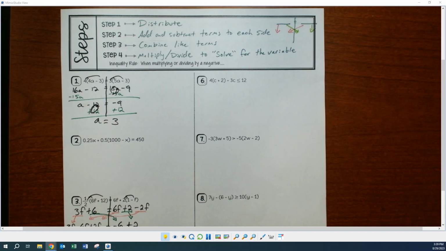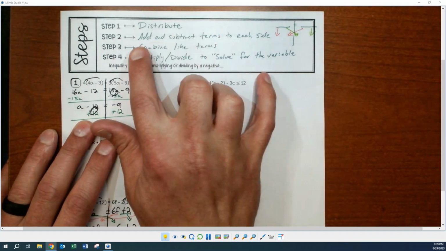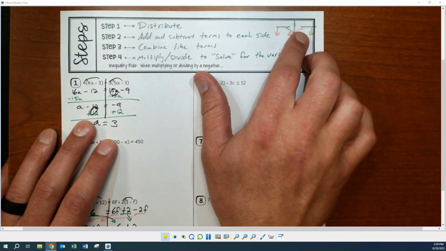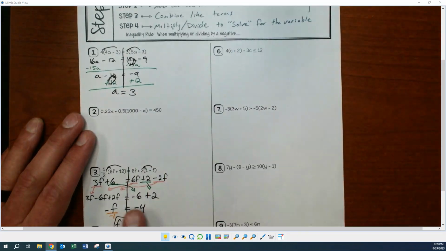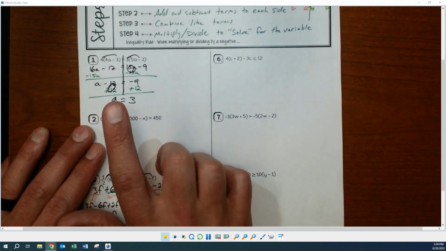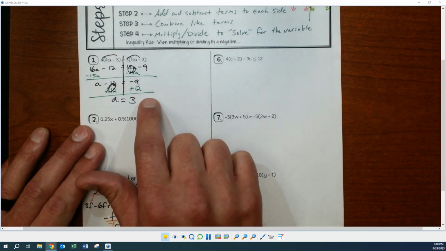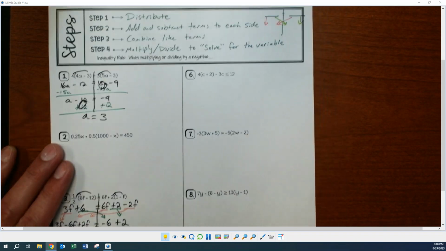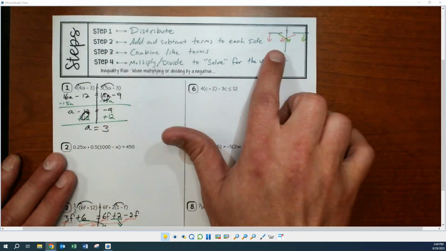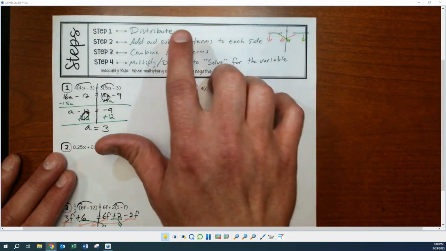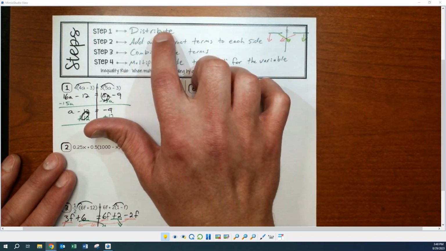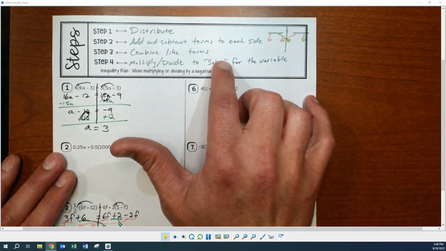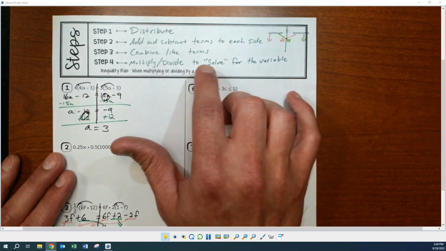At the top of these notes, we should already have this filled in. We're going to distribute. I'm going to practice this method one time, which we did on problem number 3. I'm also going to use our standard method that we have been using, and I'm going to use that on 6 and on 10. So we're going to distribute, add and subtract terms to each side, combine like terms, multiply and or divide to solve for the variable.